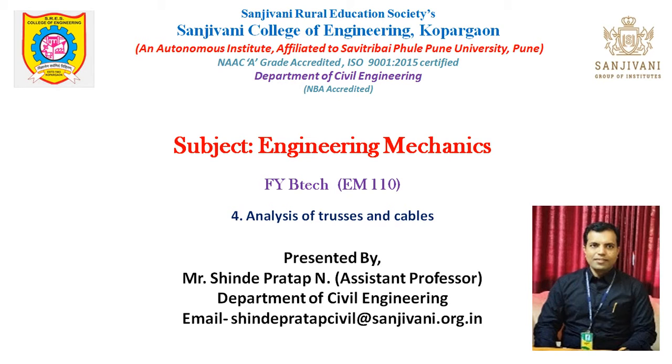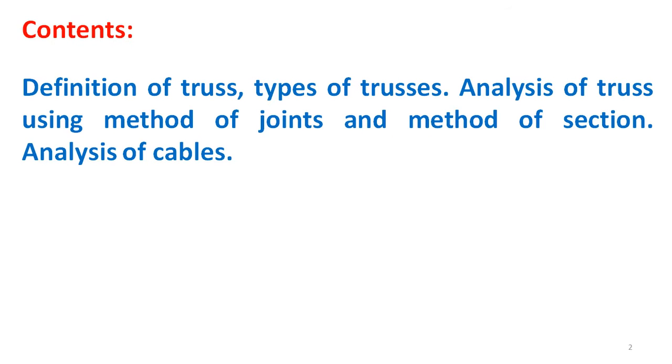So now we are in the fourth lecture. The fourth lecture is Analysis of Truss and Cables. It contains the definition of truss, types of truss, and analysis of truss. There are two methods for the analysis of truss. The first method is the method of joints and the second method is the method of sections. After this we have to analyze the cables.